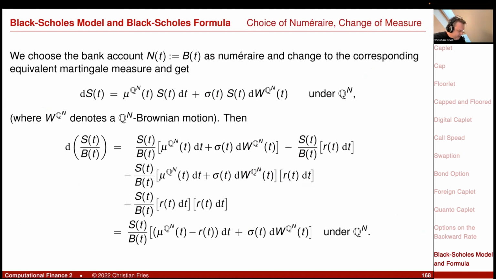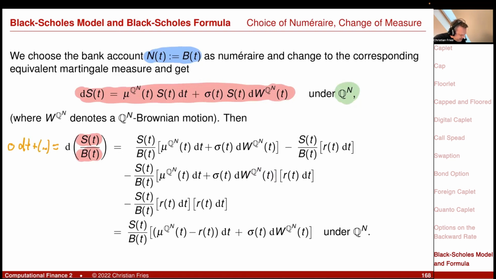We have our model for S. This is my Ito stochastic process, my log normal process. Now I would like to know how the process looks under the equivalent martingale measure Qn if I choose for N my bank account B as numeraire. What I have is that S divided by B is a martingale. So this means that I know that this is a 0 dt plus something dW.